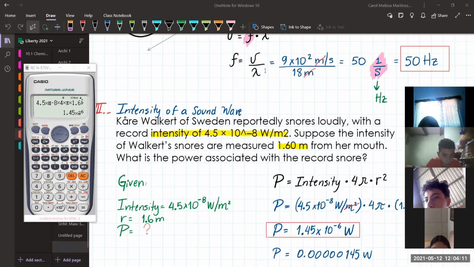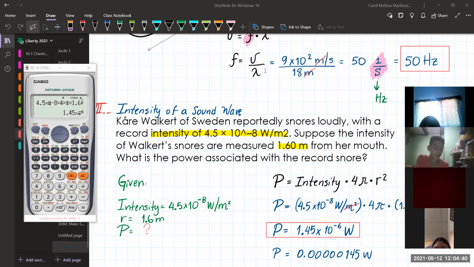So press 2. And it says that you have to choose a number of digits that this is going to show you between 0 and 9. And I want my answer to be in 3 digits because it is scientific notation. Okay? So you press the 3 and you can do the problem now. 4.5 exponential negative 8 times 4 times pi times 1.6 squared. Did you get the same answer as me now?